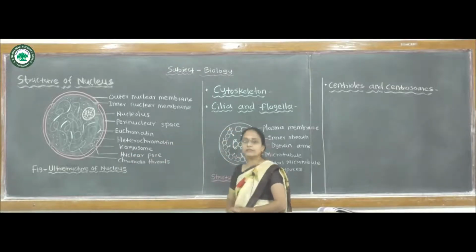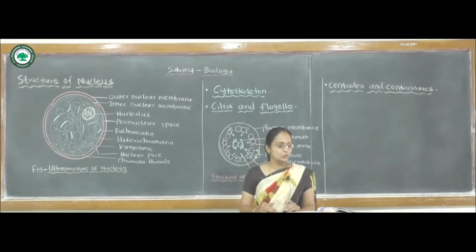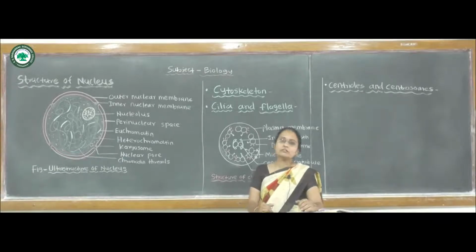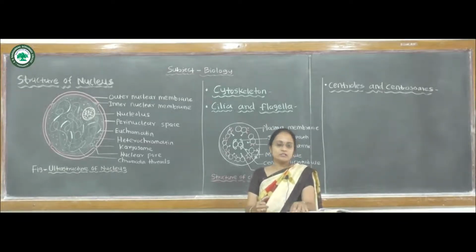These are the components present in the nucleus. The nucleoplasm, also known as karyoplasm, contains various substances: nucleic acids along with protein molecules, minerals and salts. The chromatin network also contains euchromatin and heterochromatin, and these regions are distinguished depending upon their staining property.